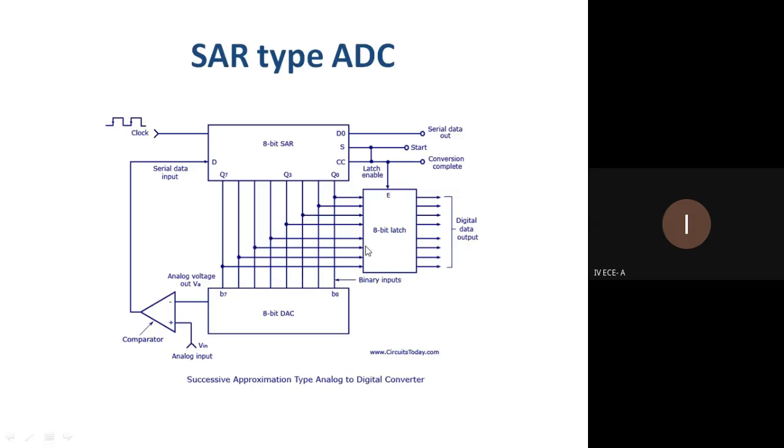Again it compares the value. After comparison, if the value is high, it sets the next bit to 1. Otherwise, it resets the previous high value to 0, and then it makes the next bit after the LSB high. This is the process of successive approximation. Like this, the entire process is completed.